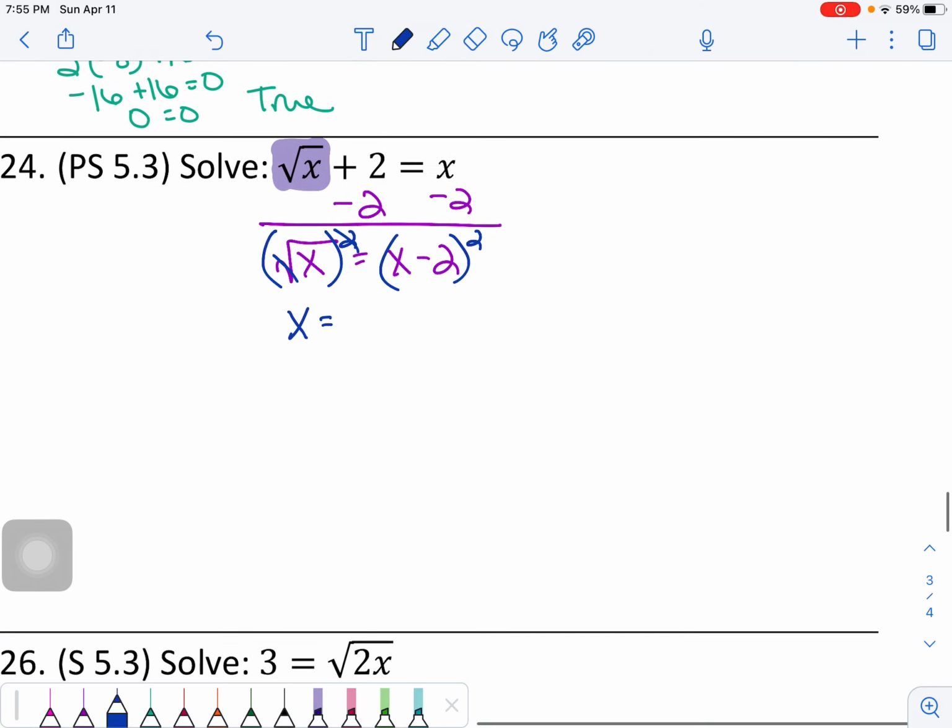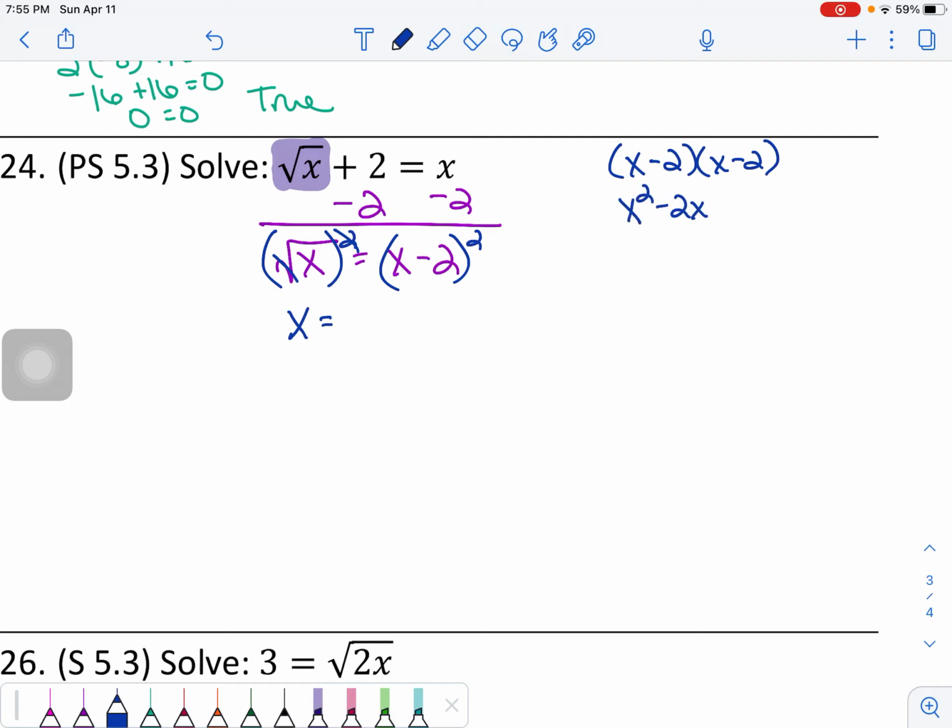Now, if you need to, put it off to the side. X minus 2 squared is the exact same thing as x minus 2 times x minus 2. Distribute, multiply, however you know how to do this multiplication, but get it done. So x squared minus 2x plus 4 is going to turn into x squared minus 4x plus 4.